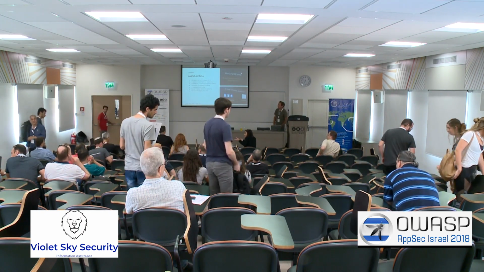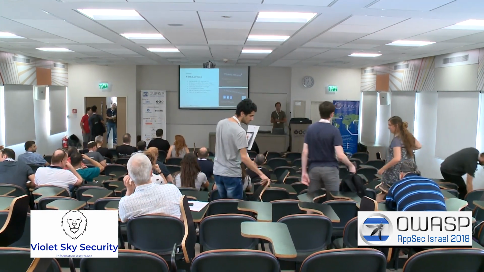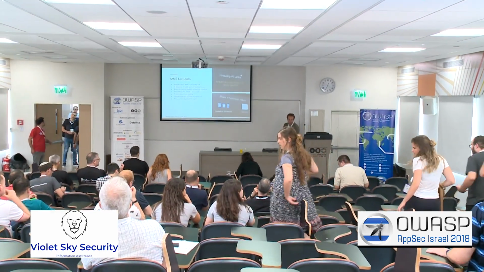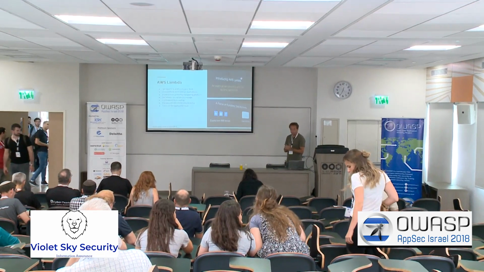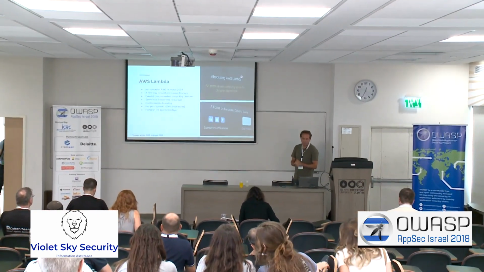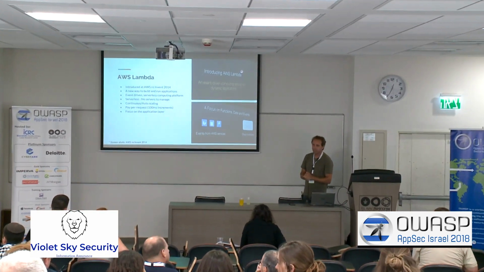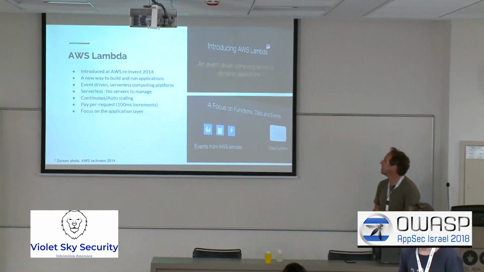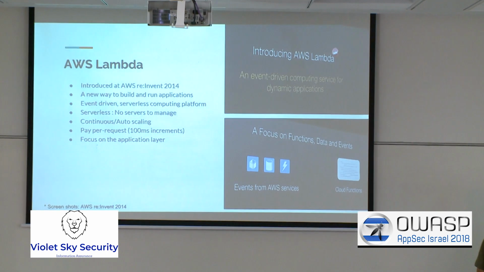So a little bit about AWS Lambda for those that are not too familiar. It's a technology that was introduced by Amazon almost 4 years ago, in 2014, at re:Invent. It went to production around 2015. These are actually slides from the introduction at re:Invent.